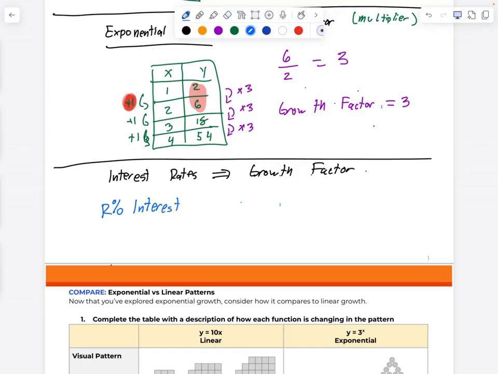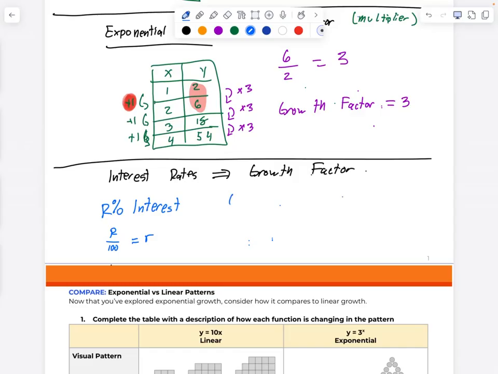For example, if I have 2%, what's little r? If I had 2%, what would little r be? What's 2 divided by 100? How do we change a percentage to a decimal? Okay, so another way, I'll do an example. And so if I do this, then the growth factor is 1 plus r. 1 plus r is the growth factor.